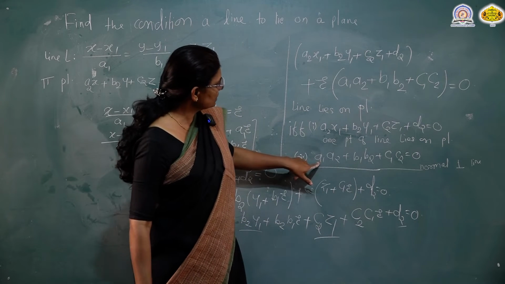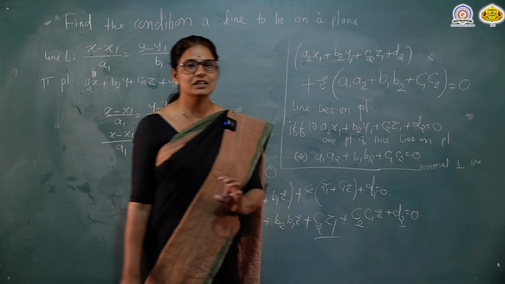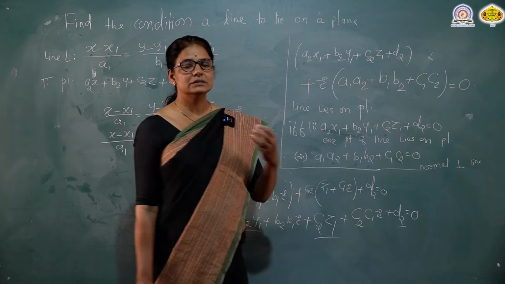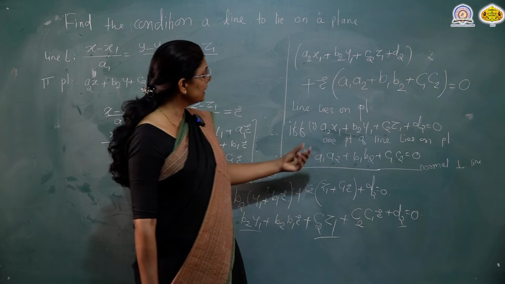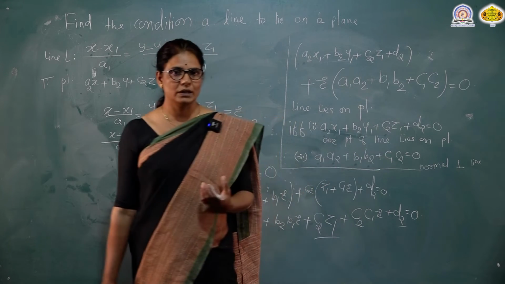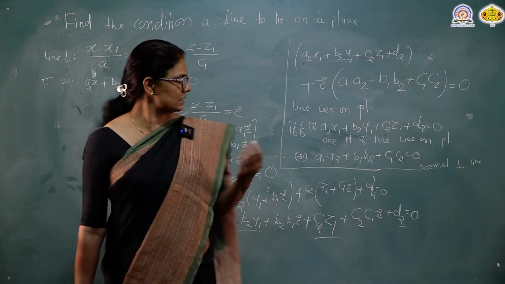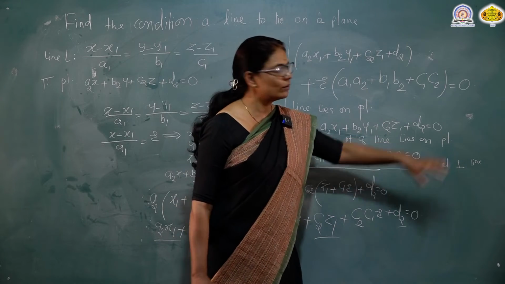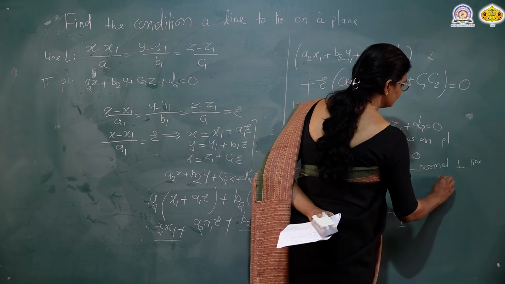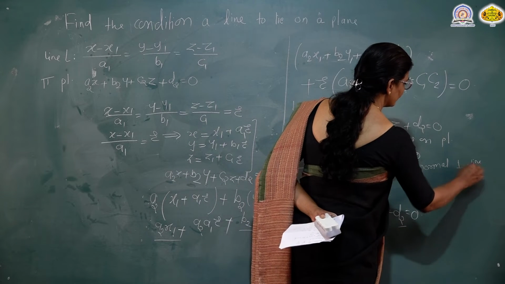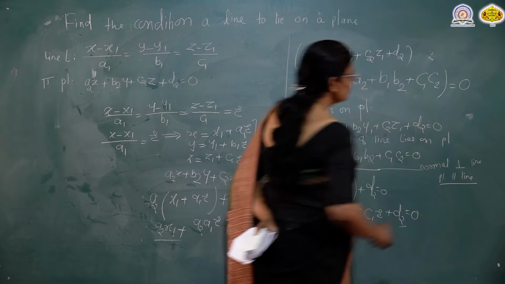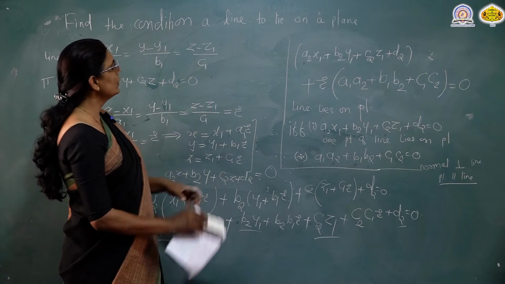So now see what is the condition: a1 a2 plus b1 b2. This is a condition of two perpendicular lines. Among these, a1 b1 c1 are the DRS of the line, and a2 b2 c2 are DRS of the normal. So this sum is 0 indicates the line is perpendicular to the normal, that is, the plane is parallel to the line.